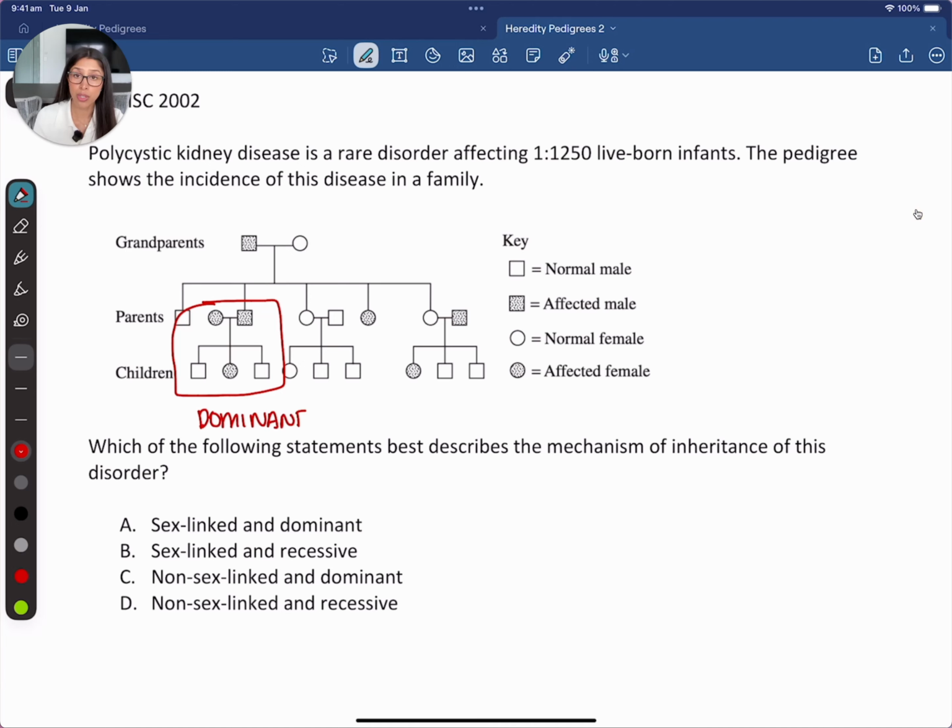Now, step 2, look out for whether it's sex-linked. So remember, with sex-linked dominant conditions, we're looking for an affected father and seeing if all of his daughters are also affected. So here we see an affected father and his daughters. There's some daughters here that are unaffected. So this completely contradicts the idea that this could be sex-linked. So my answer would be C, non-sex-linked and dominant.